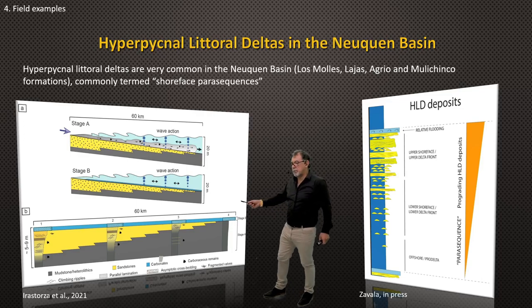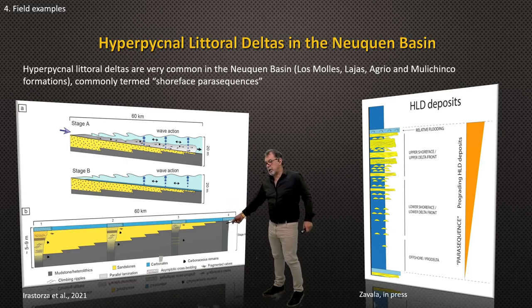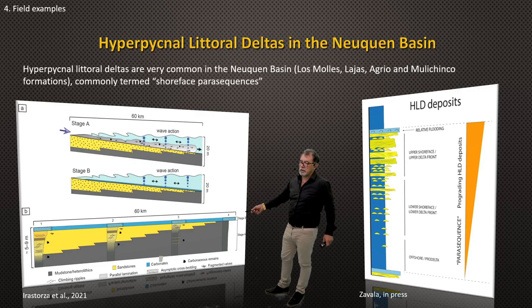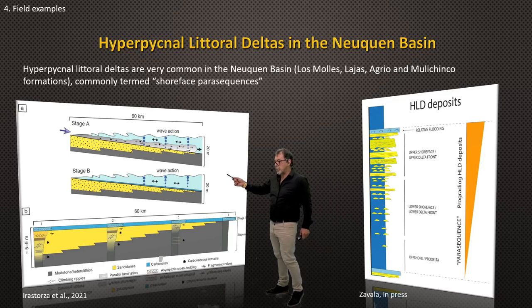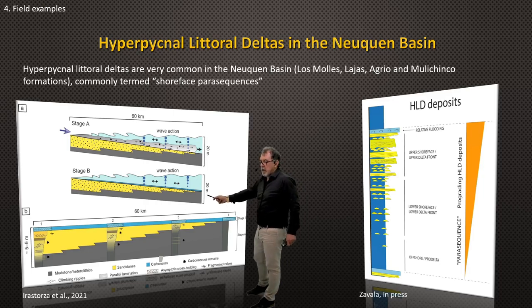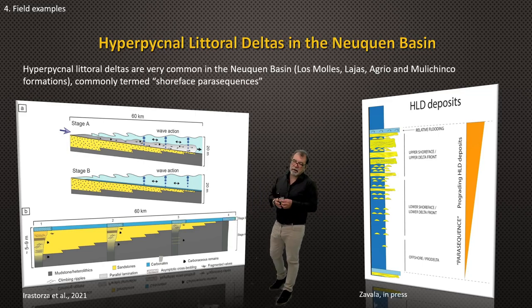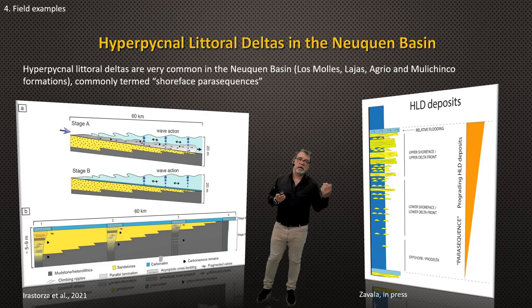Also, this is another paper that was published in the Journal of Paleogeography, by Irastorza et al. In this paper we provide an analysis of this kind of hyperpycnal littoral deltas, this kind of ramps in which you have a progradation first, and then when the supply of sediment stops, you have this limestone that can be traced for long distance, that marks a decrease in sediment supply and probably an increase in salinity into more normal conditions.